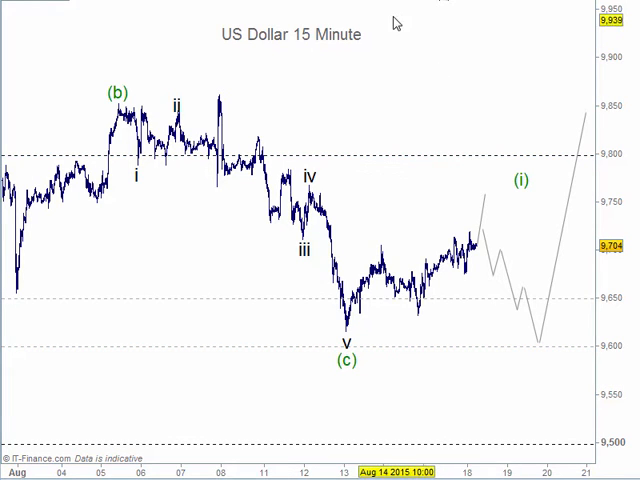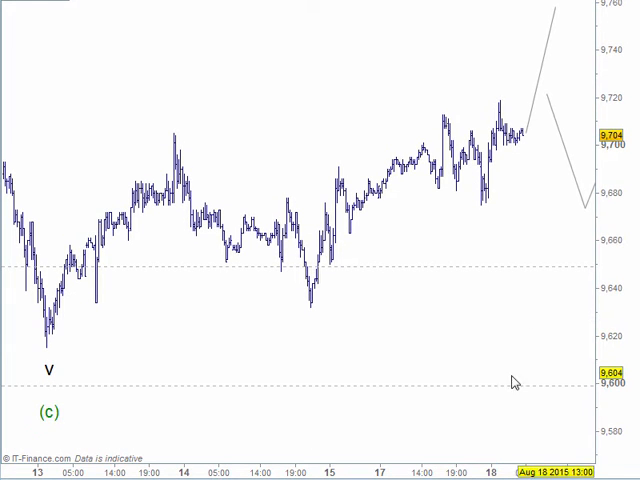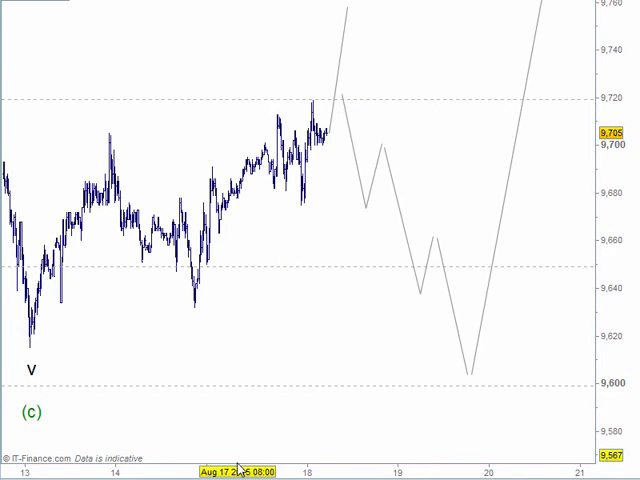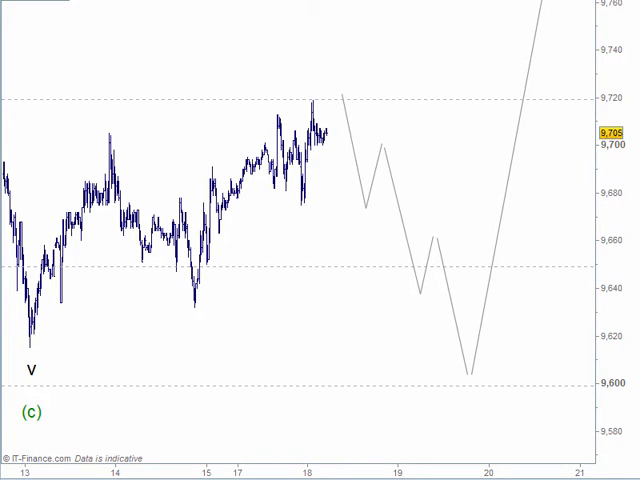But looking at this particular structure in terms of an ABC correction, as an A and a B and a C correction here, then it's pretty much likely that this top is in play here as that wave 4 here, and we'll look for wave 5 to move down directly from this point. So it's really just a matter of allowing this to play out, as long as you're mindful of that situation there.